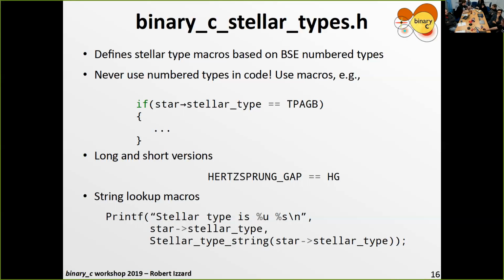So. There are also functions defined in here, like, for example, the Stella type string macro, which you can put the Stella type into, which is stored internally as a number, of course. And then it will give you a string which you can print. It just gives you the name of the Stella type. So it's very easy to do your debugging.